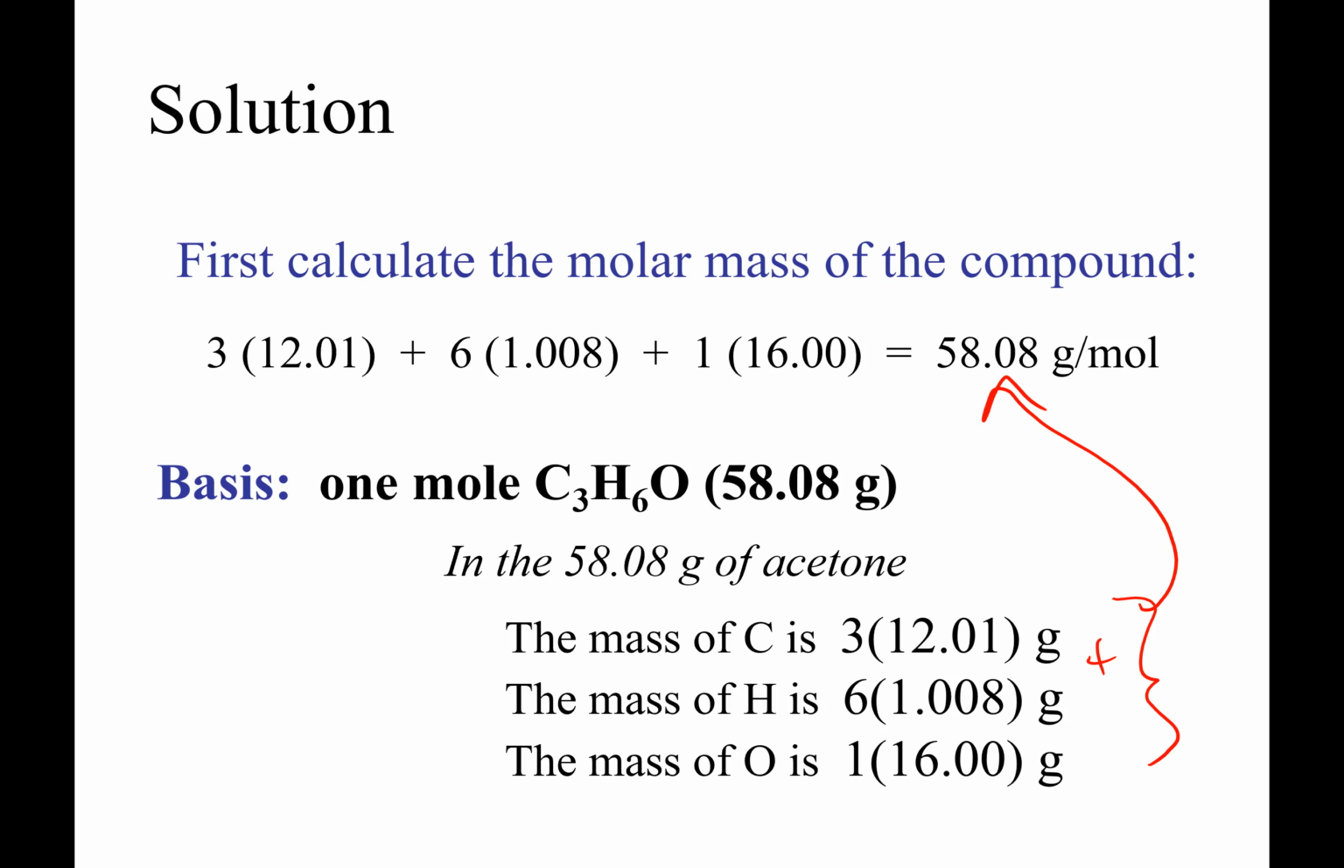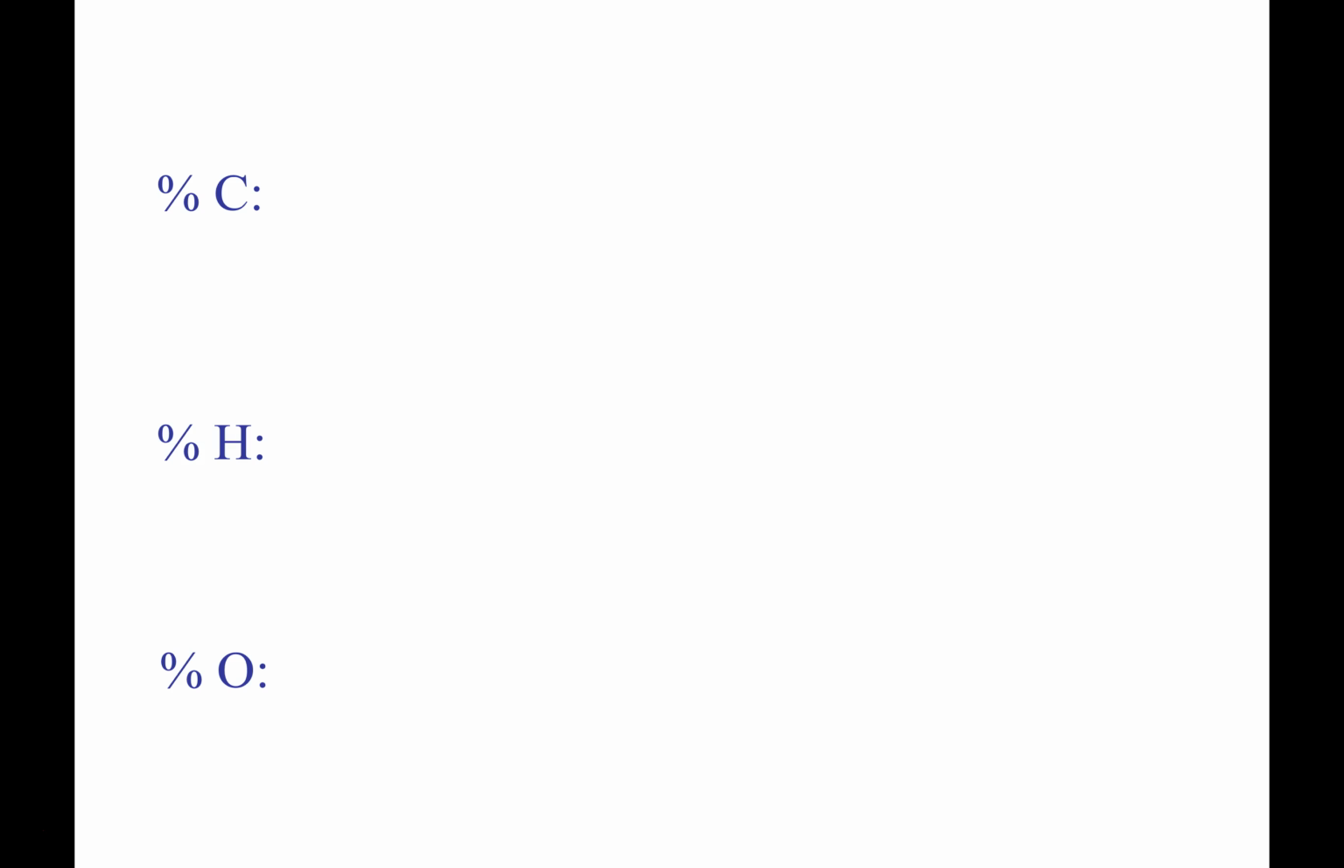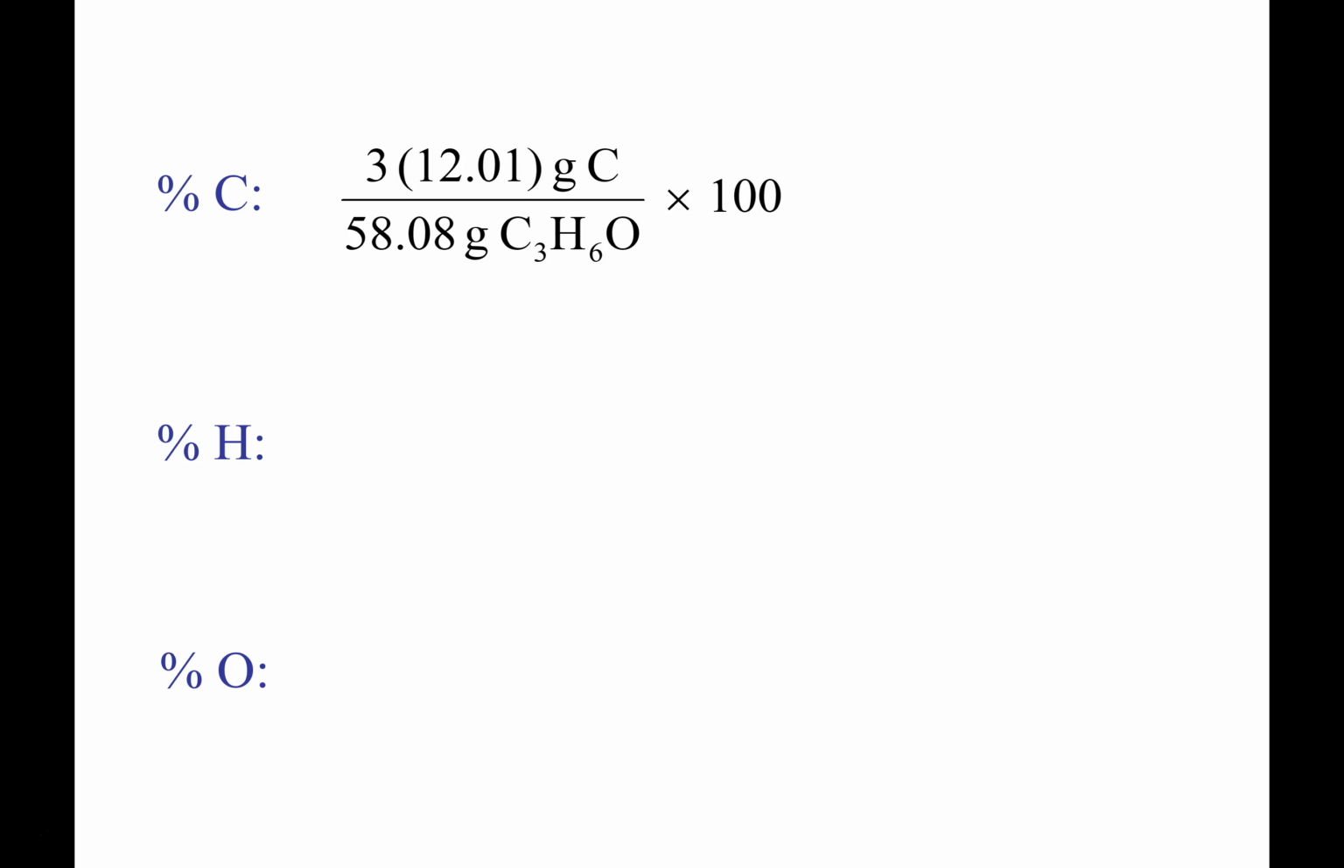So on the next page, we just knock out the percentages. So for carbon, we're going to put that 3 times 12.01 grams of carbon divided by 58.08 grams of the compound, C3H6O. To get it parts per 100, multiply by 100 or 100%. And we're going to have to round according to 4 sig figs. So I got weight percent of carbon, 62.04%.